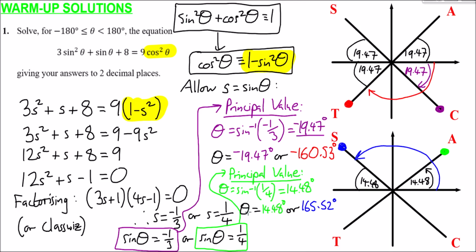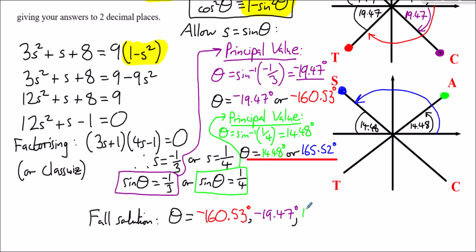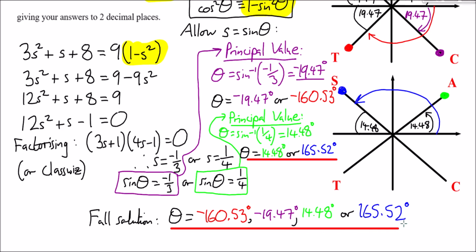Now, to make it easy for the examiner, you want to make it as easy as possible for them to give you full marks. You write the full solution to conclude. So the full solution is listing all four values. So theta, the smallest it could be is minus 160.53. Or it could be minus 19.47. Going up slightly more, could be 14.48. Well, the final one, in blue, is 165.52. So quite long-winded, but that's all of question 1 done.